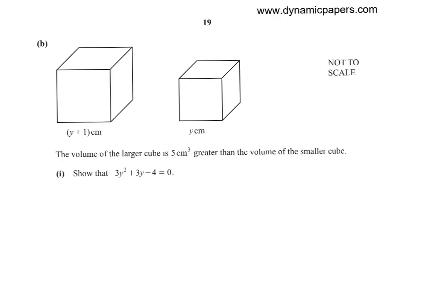Now b, the volume of the larger cube is 5 centimeter cube greater than the volume of the smaller cube. Show that 3y squared plus 3y minus 4 equals 0. Volume of cube equals side power 3, or side times side times side. So the volume of the larger cube, y plus 1 power 3. The volume of the smaller cube, y power 3. The difference between them is 5. So we need to simplify this equation to that. So we need to expand that one.